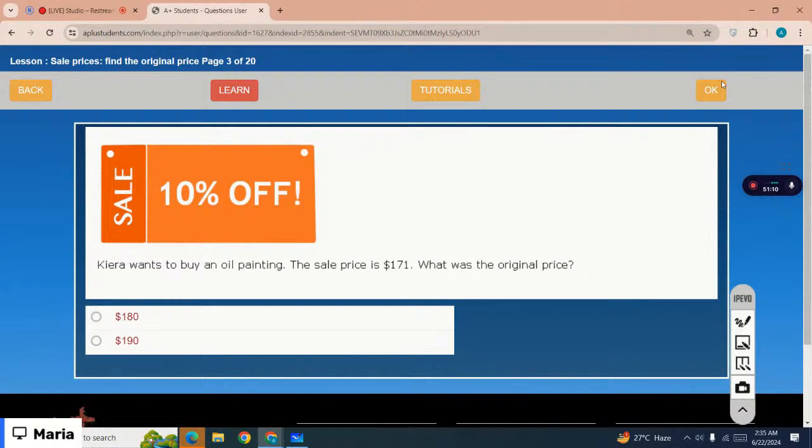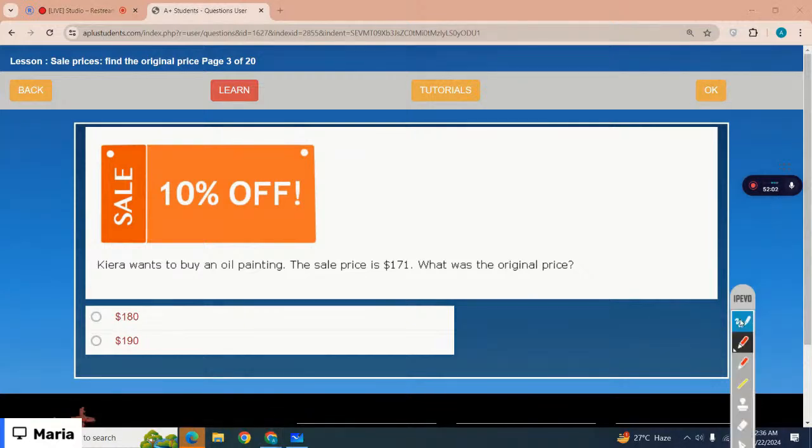Kira wants to buy an oil painting. The sale price is $171. What was the original price? You have to calculate the original price. That is only 10% off, right?